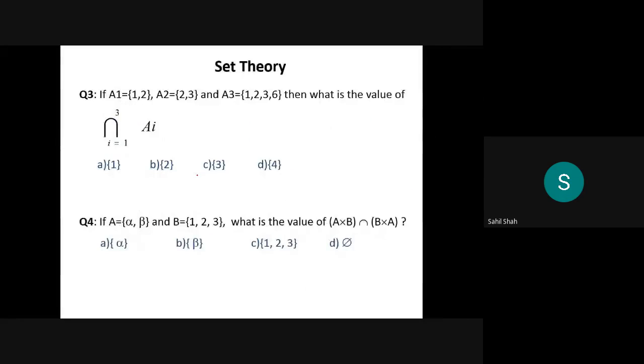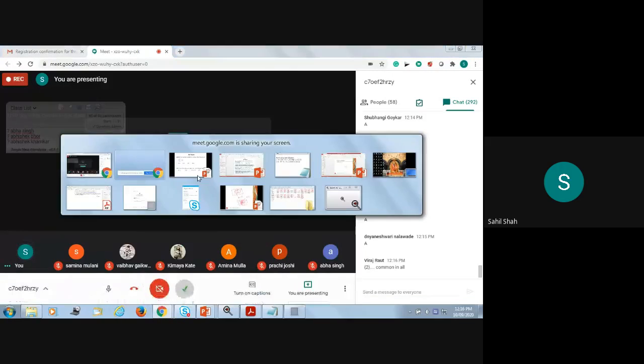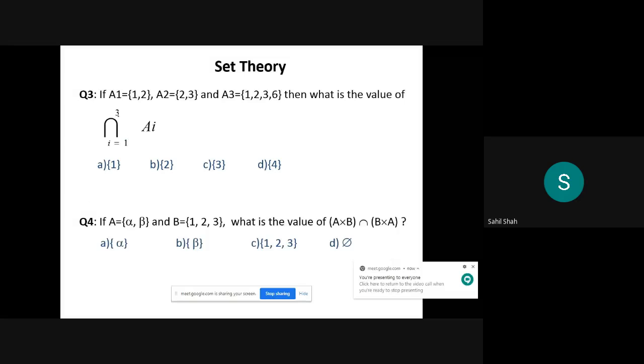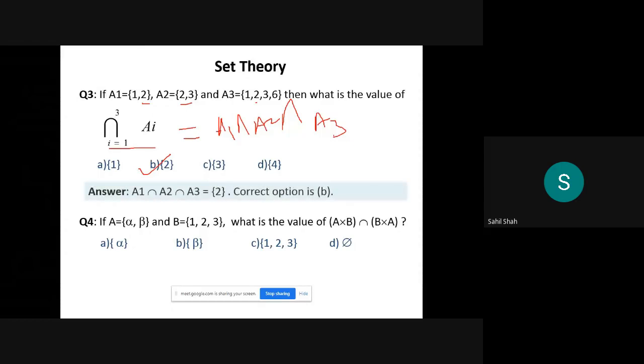Okay, next. Can you tell me the answer for this? If set A1 is {1, 2}, A2 is {2, 3}, A3 is {1, 2, 3, 6}, what is the value of the intersection of all the three sets? Two is common in all, Viraj. First of all, try to infer the meaning of this notation. This is the intersection of A_i for i varying from 1 to 3. How to read it? This is nothing other than A1 intersection A2 intersection A3. You have to take the intersection of all the three sets. As a shortcut, which is the element common in all three? I will have 2 as common in all. So obviously my answer will be 2. Let's check. Yes.